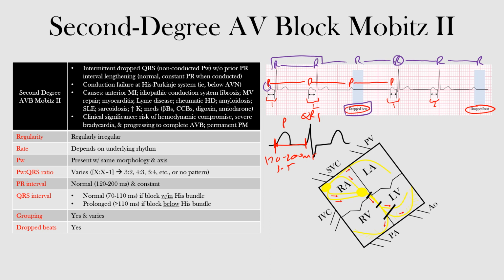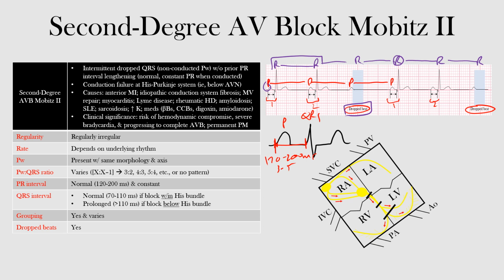All right, so second-degree AV block Mobitz type 2 is the result of a conduction failure at the level of the His-Purkinje system. That's below the AV node. That means it can involve the His bundle, the bilateral bundle branches, the right bundle branch and the left bundle branch, or all three fascicles. That means the right bundle branch, the left anterior fascicle, and the left posterior fascicle.